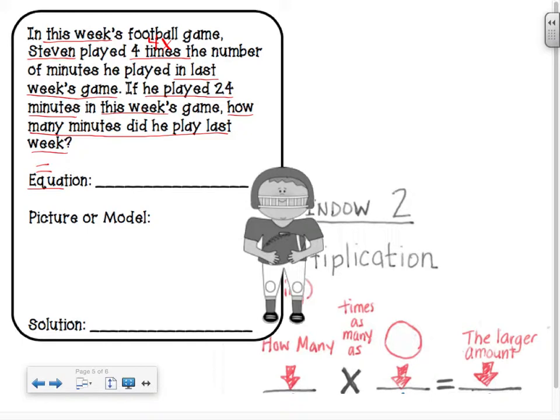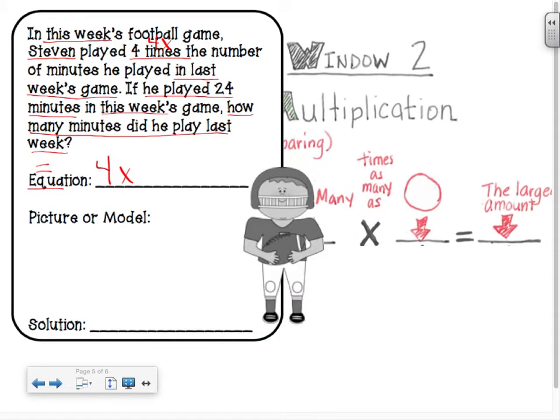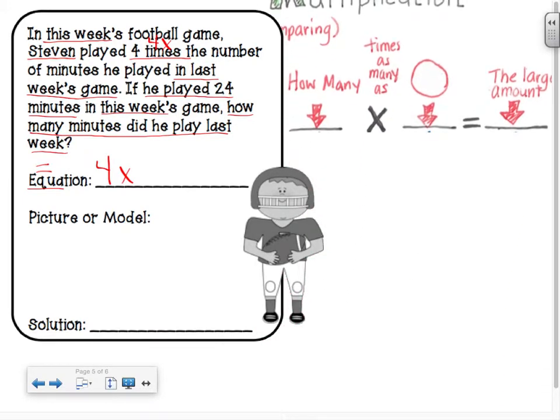So I need to remember, oh, what numbers go first? How many times always goes first. Say the whole thing. How many times always goes first. So here we go. 4 times as many. Let's go ahead and look at our window template. Look at what this says. How many times? Over here we have how many times? 4 times. Let's go ahead and write our template.